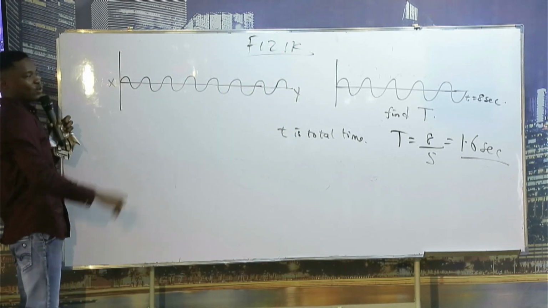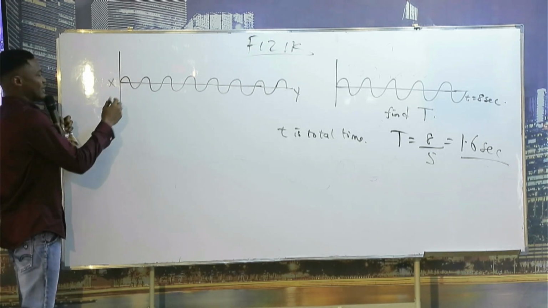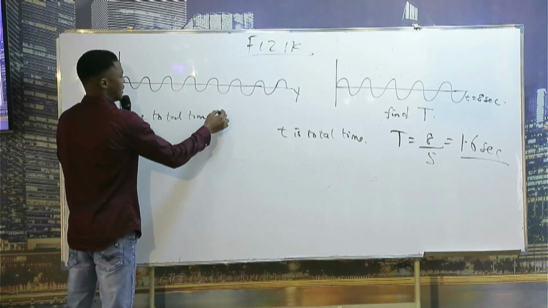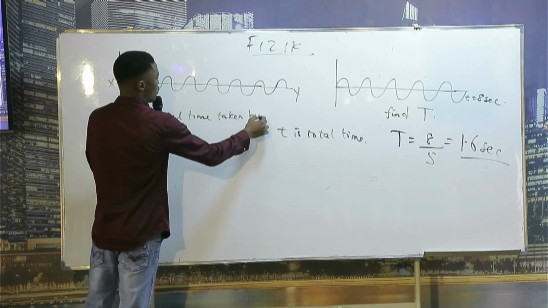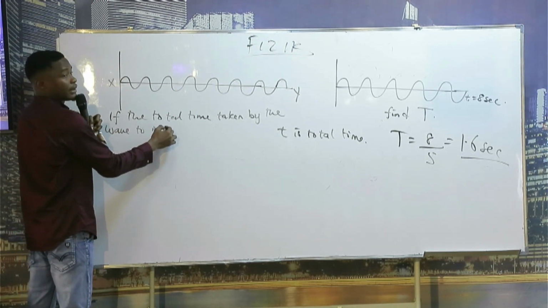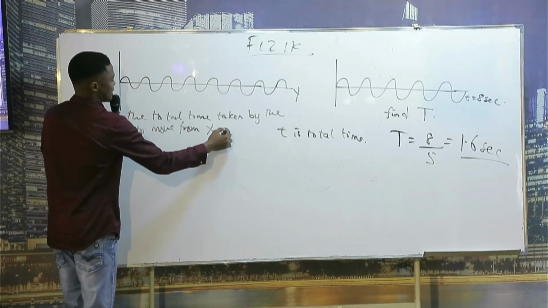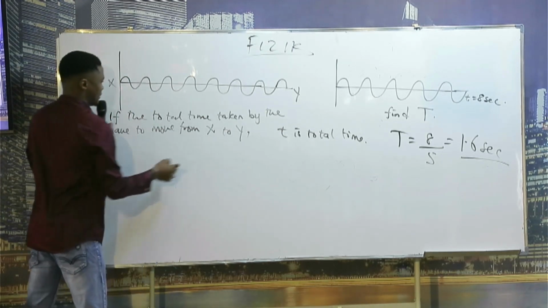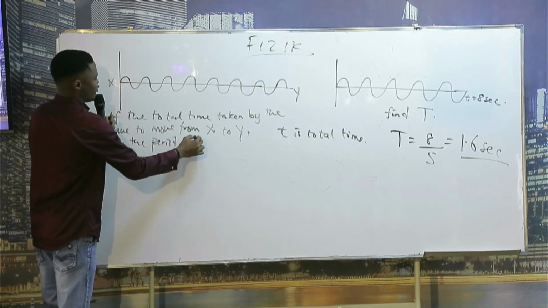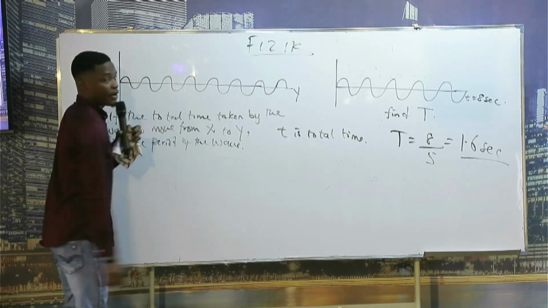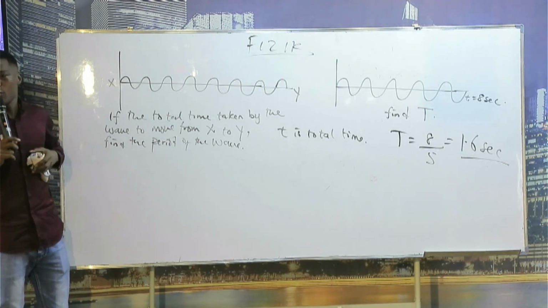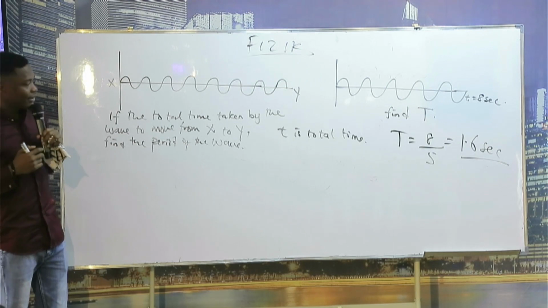This is X and this is Y. They said if the total time taken by the wave to move from X to Y, comma, find the period of the wave. Is it possible, class? Is it possible?